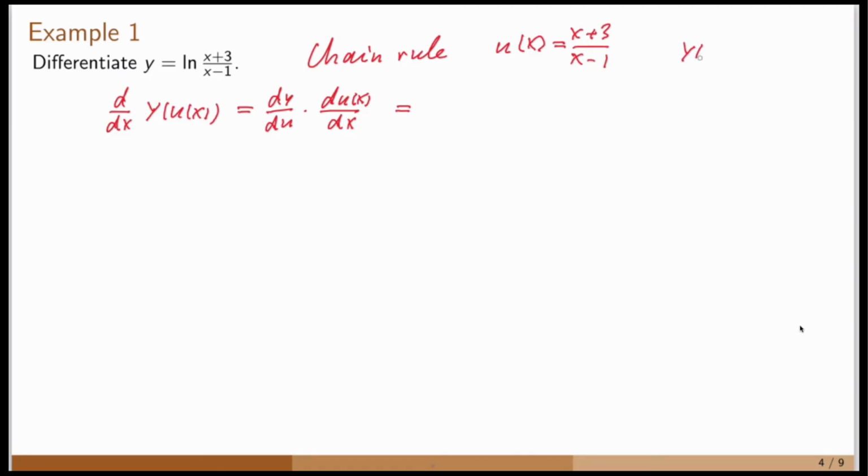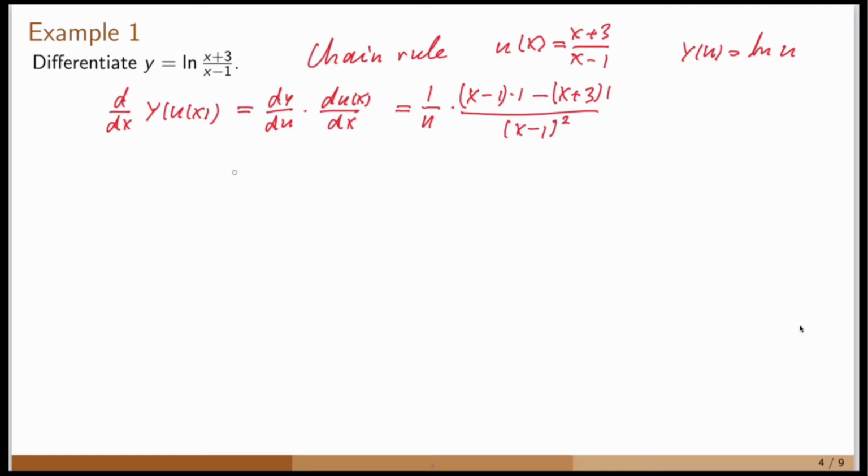y of u is just ln u, so the derivative of this is 1 divided by u. So we have 1 divided by u, and then times the derivative of u itself, which is a quotient rule. For the quotient rule, we use low d high minus high d low, draw a line and square below. Low d high: x minus 1, derivative of the numerator is 1, minus high d low: x plus 3, derivative of the denominator is 1, divided by (x minus 1) squared.